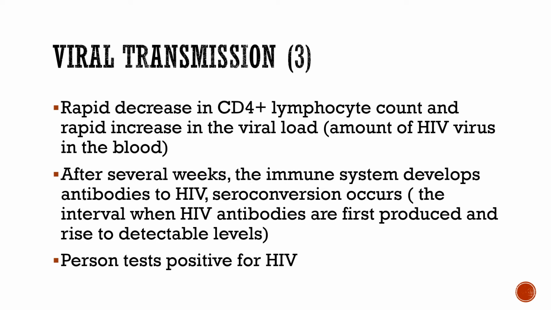After several weeks, the immune system will develop antibodies to the HIV because remember, we are still trying to fight off this virus. Seroconversion will occur. Seroconversion is the interval when HIV antibodies are first produced, and then they will rise to detectable levels, which means that there's cell replication, and seroconversion will show itself when there are enough of these HIV antibodies in my body to be detected on a lab study. And then this is when the person will test HIV positive.